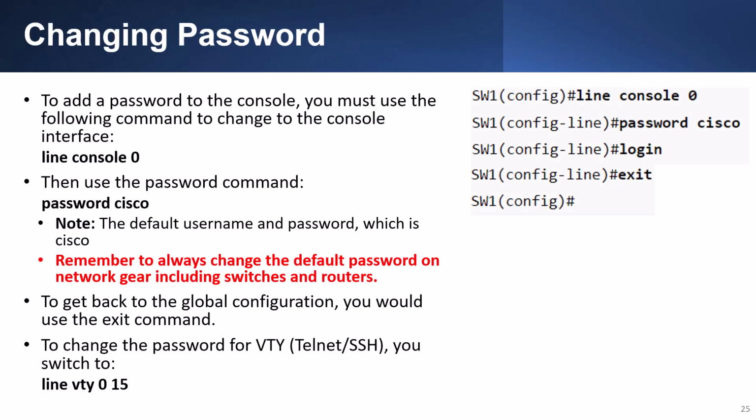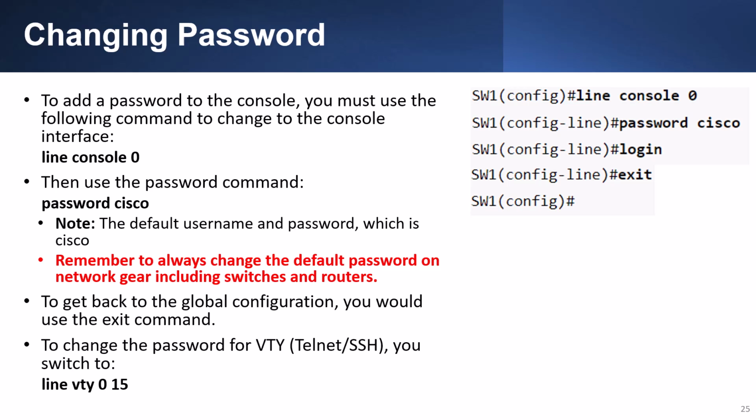To add a password to the console, you must use the following command to change to the console interface: line console 0. Then use the password command, such as password cisco. Note, the default username and password is cisco. Remember to always change the default password on network gear, including switches and routers. To get back to global configuration, you would use the exit command.